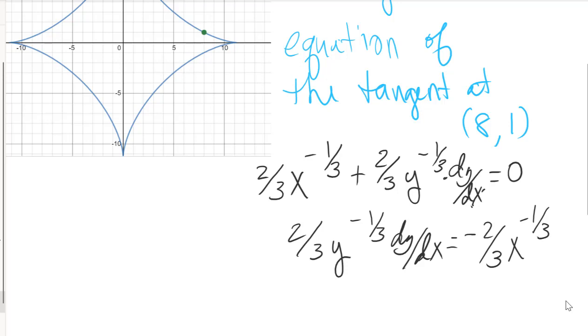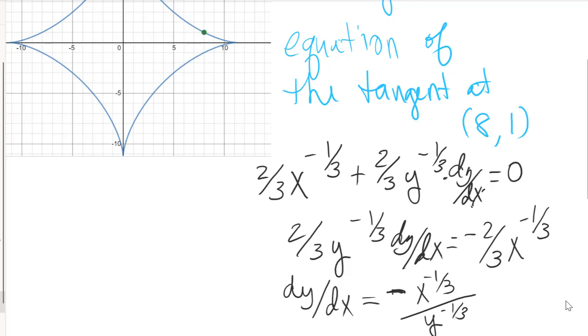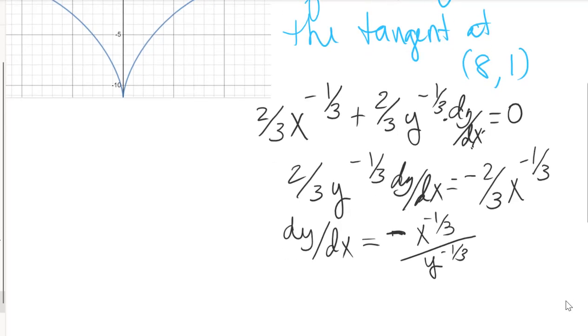This is kind of similar to a problem you did on the Canvas assignment. So when I solve for dy/dx, 2/3 and 2/3 are going to cancel. So I'm left with negative x to the negative 1/3 over y to the negative 1/3. And remember, when you have negative powers, you want to make them positive. So making these positive would literally just flip these around. So I'm going to have negative y to the 1/3 over x to the 1/3. That's my derivative, that's dy/dx.